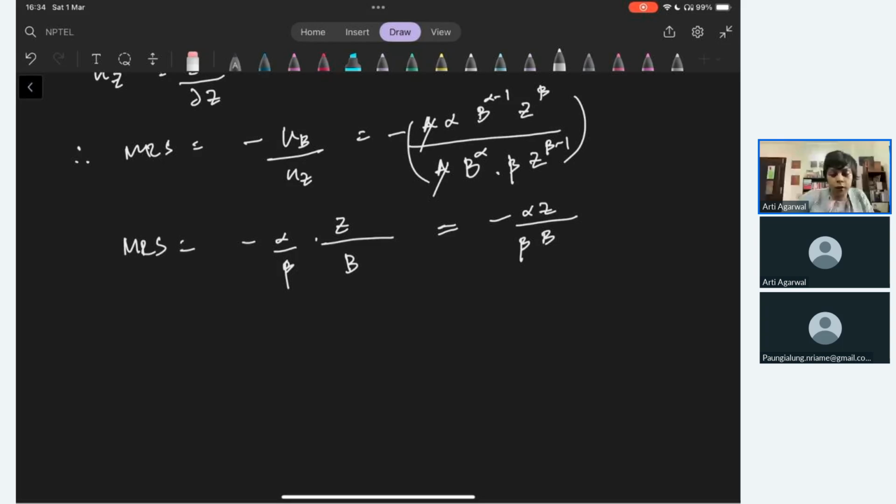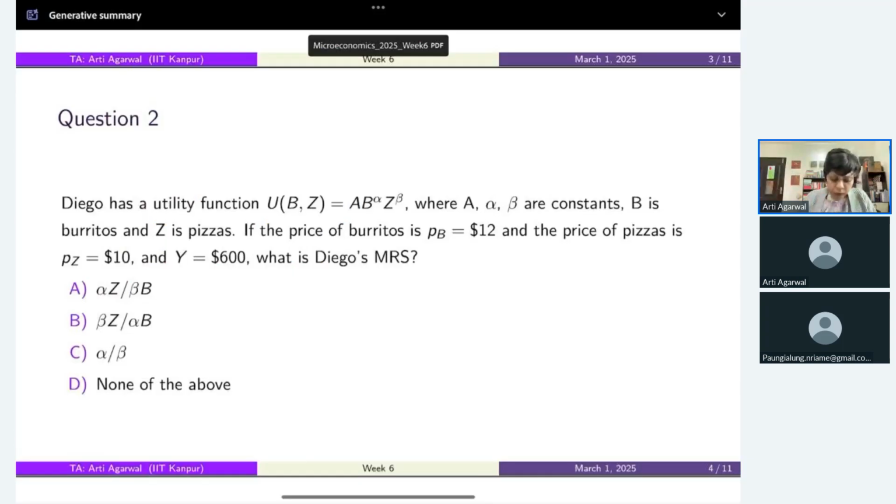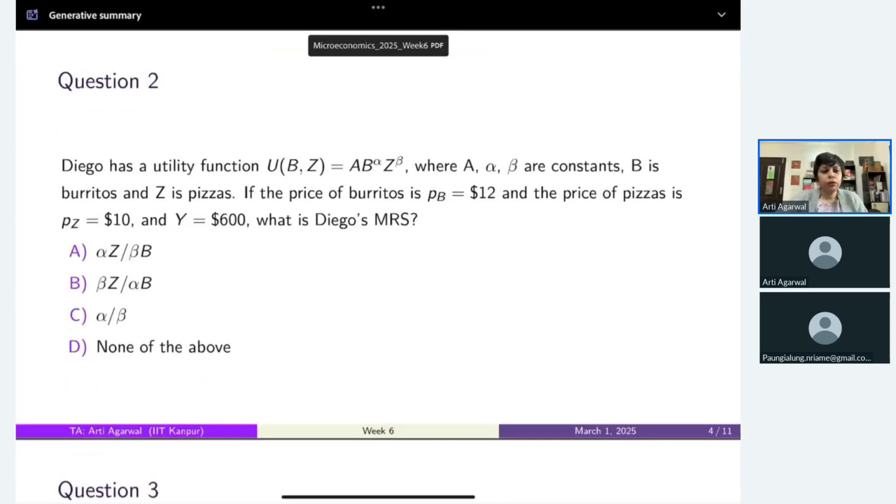Okay, so this is the answer. And let's see what options are given. Yeah, so you have 3 options, and the answer is what we just got, minus alpha Z by beta B. And the minus is just for our understanding that you're giving up one good for the other good. So the minus is not included in the answer. You just ask the value of it.